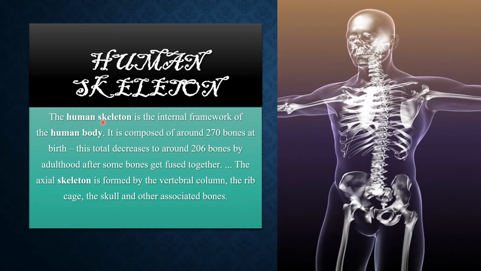So, the human skeleton is the internal framework of the human body. It is composed of around 270 bones at birth. This total decreases to around 206 bones by adulthood, after some bones get fused together. The actual skeleton is formed by the vertebral column, the rib cage, the skull, and other associated bones.